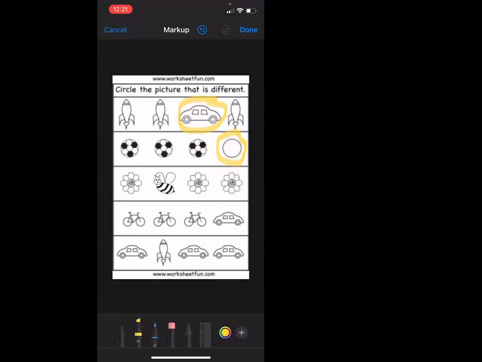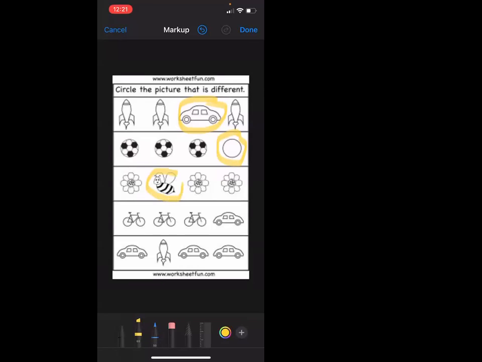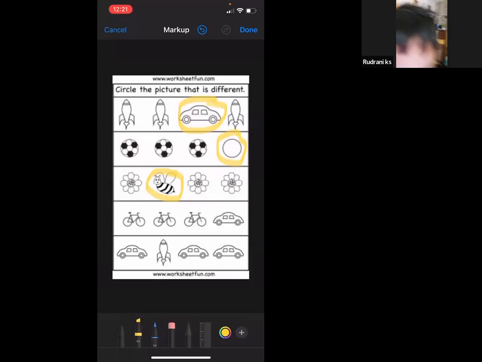Next one, flower, honeybee, flower, flower. What is different? Honeybee. Very good.